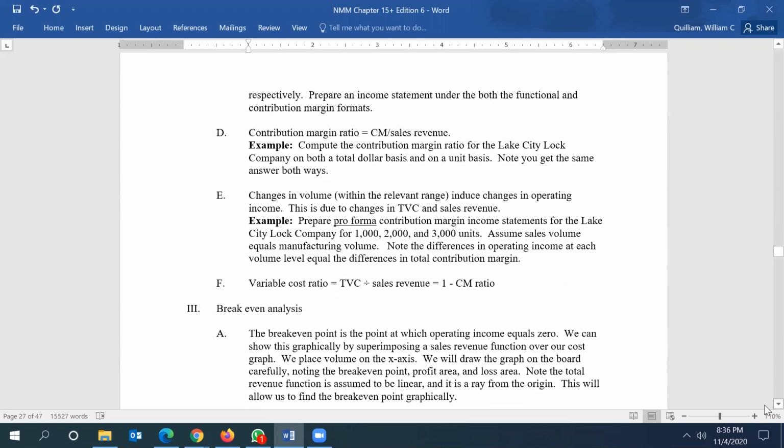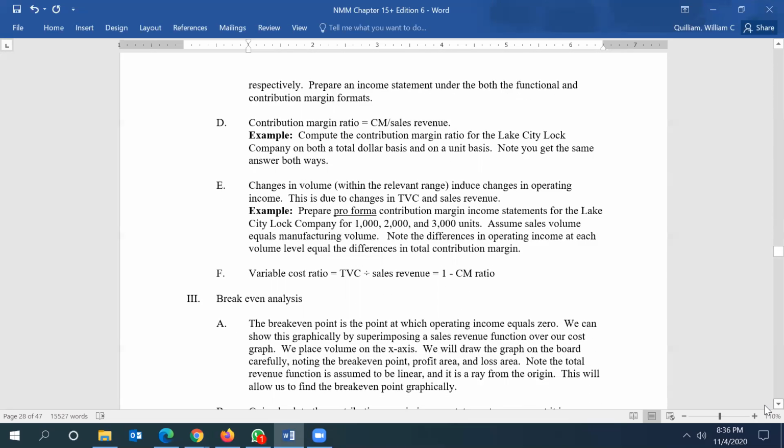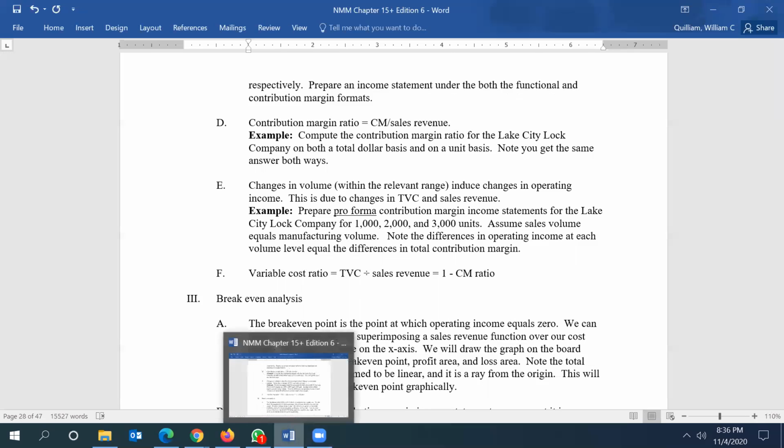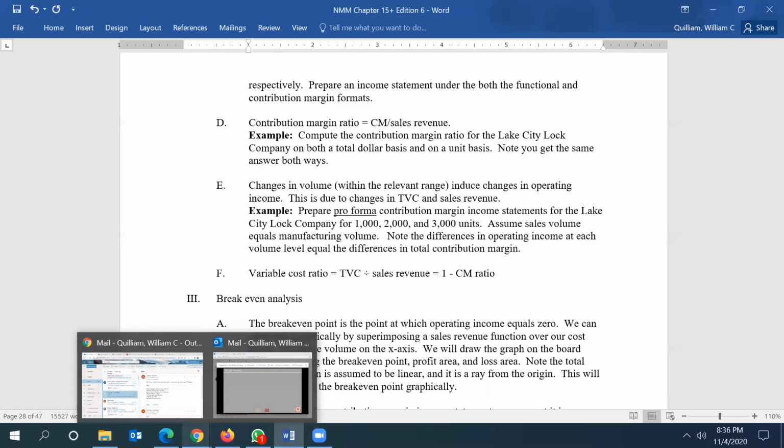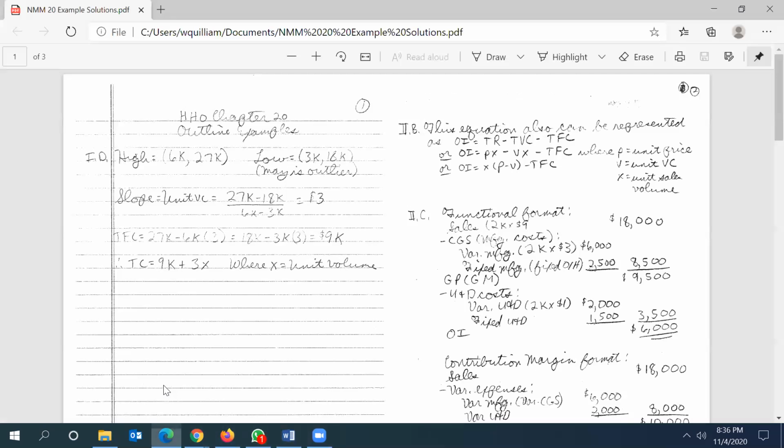So let's prepare an income statement under both the functional and contribution margin formats. So I will show you. Let me do the functional format first. And for this, I'm going to come back here to this outline, and let me actually come down here to C. I'll come back here to what I have in B in just a few minutes. I decided to take them a little bit out of order. I think that'll make a little bit more sense here as I do this remotely.